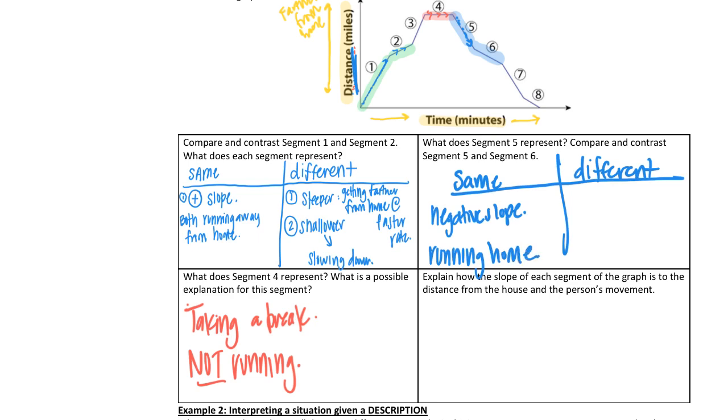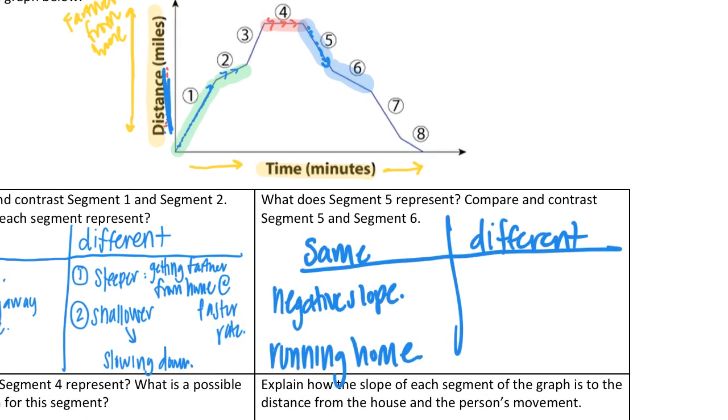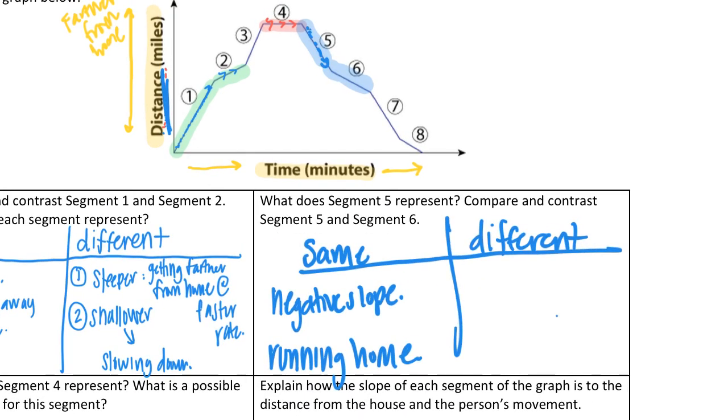However, if we're going to talk about their differences, in which one of these are they running faster? Segment 5 or segment 6? In segment 5, the graph is dropping at a steeper rate, meaning that the distance is getting closer to home faster in a shorter amount of time. So they are running faster in segment 5 because it is steeper.